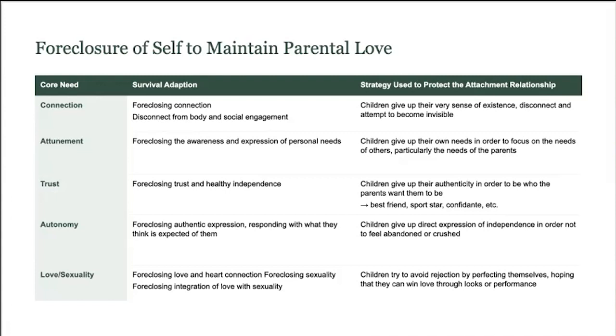With the trust survival style, by the way, connection survival style is the very, very beginning of life. Time in the womb, prenatal time, right up to about 6 months of age. With the second survival style, the attunement survival style, that's from 6 months to about 18 months or 2 years. And then the next two survival styles, trust and autonomy, are around 2 to 4 years of age.